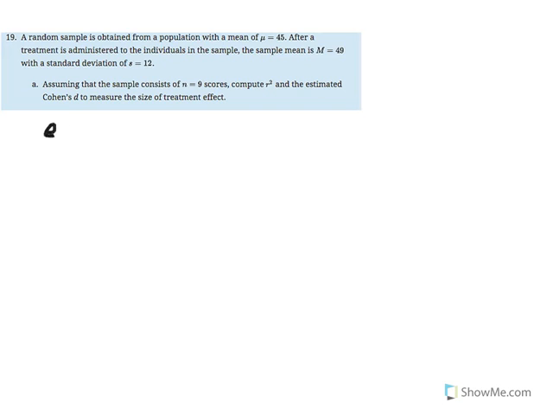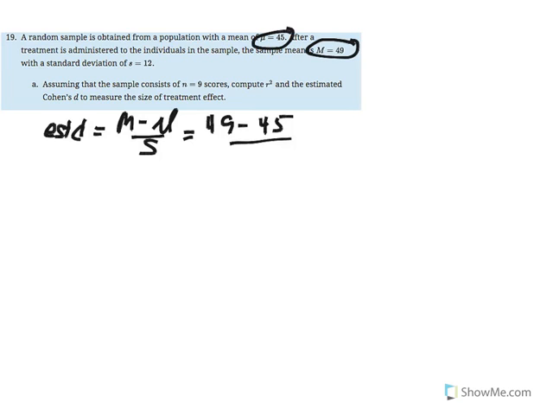calculating our estimated d. Estimated d, again, it's estimated because we're using the sample standard deviation. In chapter 8, we actually had the population standard deviation. Here we're using s. So M minus mu over s. We have our sample mean of 49. 49 minus 45 divided by our sample standard deviation of 12. So in our calculators, 49 minus 45 divided by 12, we get 0.33.